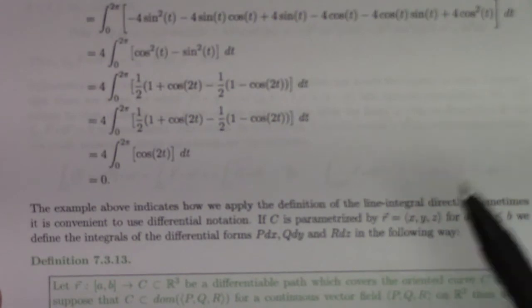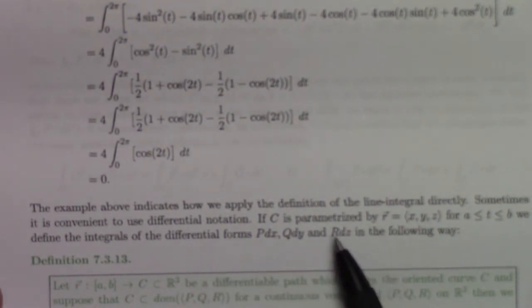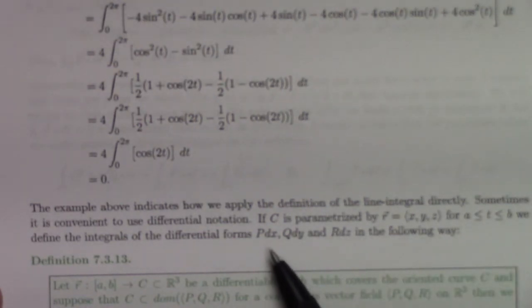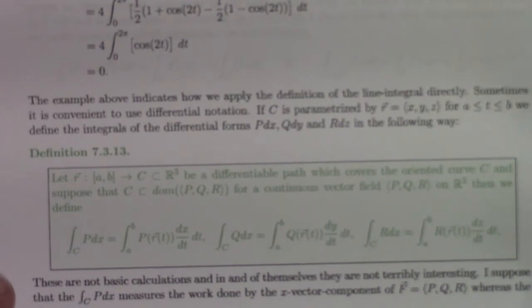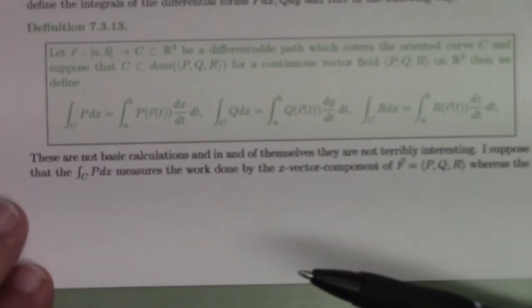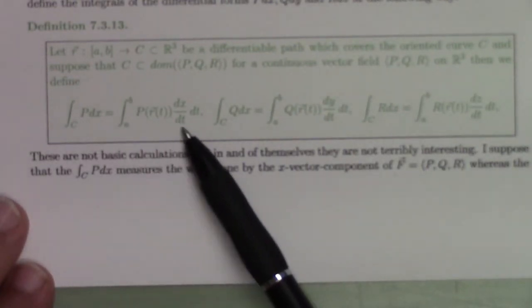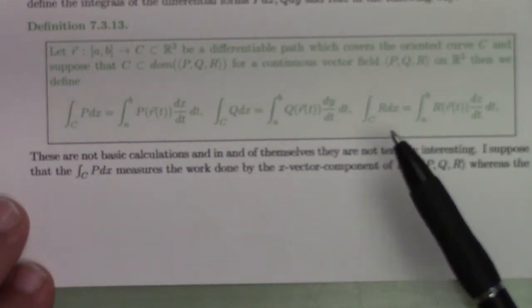And anyway, the above example indicates how we apply the definition of the line integral directly. But sometimes in science and engineering, we have another notation, a so-called differential notation that you'll see a lot of people use. Essentially, it's tied to the integration of the differential forms p dx, q dy, and r dz. In particular, people like to define what's meant by the integral of p dx or q dy or r dz. P dx is that, the integral of q dy would be that, integral of r dz.